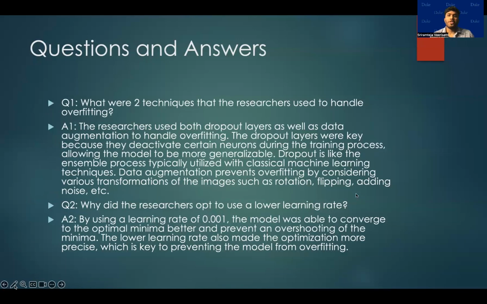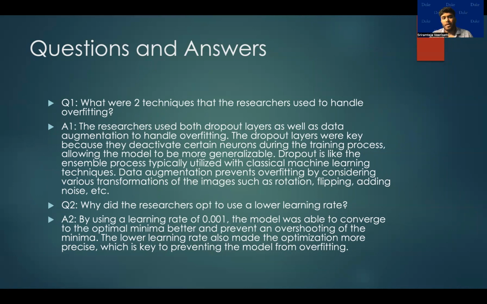So when going over the question and answers, we have two questions here. What are two techniques that the researchers used to handle overfitting? The first one we talked about a little bit earlier was the dropout layers that were used. And the dropout layers are key because they can deactivate certain neurons as well as activate certain neurons, allowing the model to be more generalizable, as well as using data augmentation, which prevents overfitting because the model could then see various transformations of the images, such as rotations, flipping, adding noise into the images, etc.